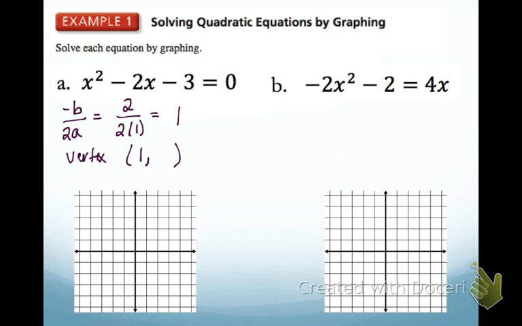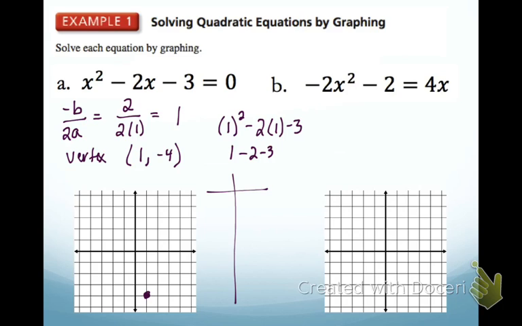In order to find the y-coordinate of our vertex, we just need to plug 1 into our original equation. So we'll have 1 minus 2 minus 3, which gives us -4. So our vertex is at (1, -4). 1, 2, 3, 4.